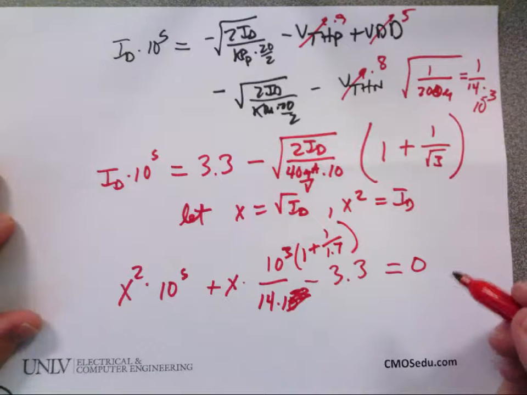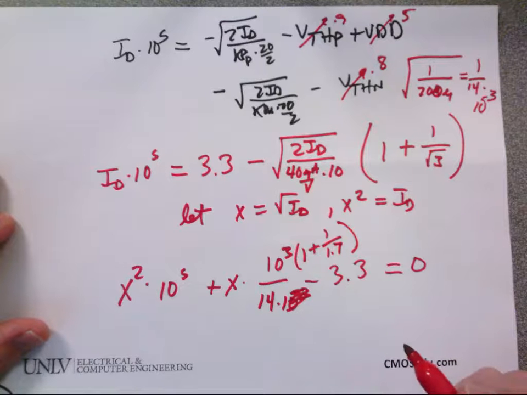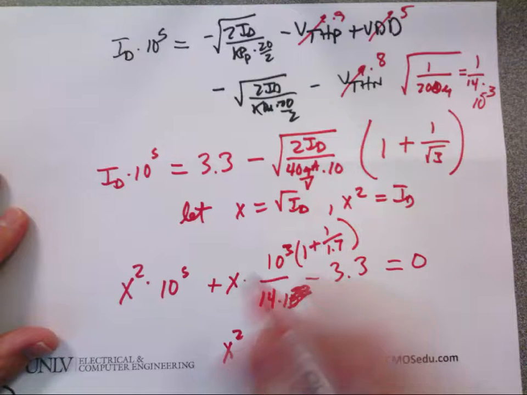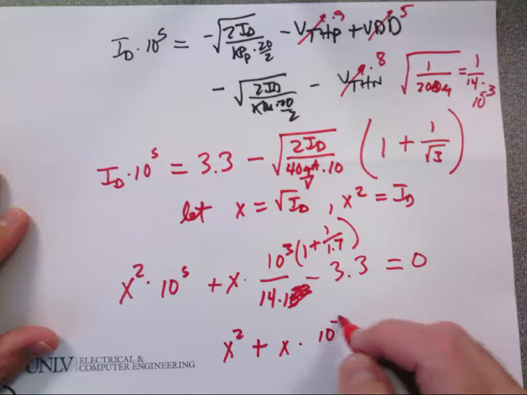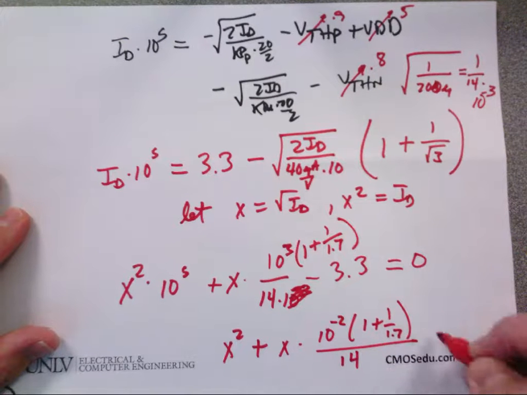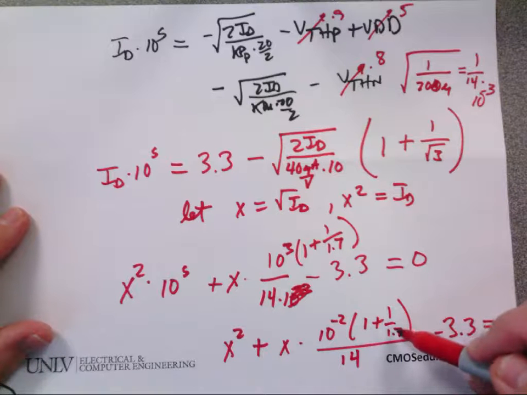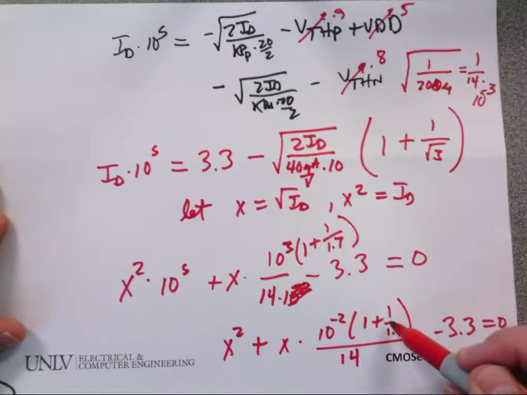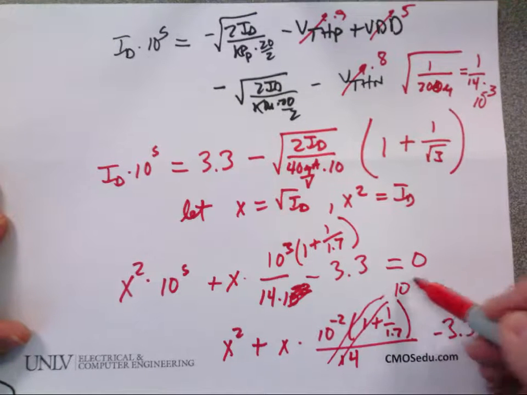So, should I continue or waste more class time, or can you plug that in the quadratic equation? Let's set it up. 10 fifth minus, so that'd be x times 10 to the minus 2 times 1 plus 1 over 1.7 divided by 14 minus 3.3 equals 0. Let me see what this is roughly. That's going to be 0.6, say. So 1.6 times that would be roughly 1/10. So that would be very roughly 10 to the minus 3.